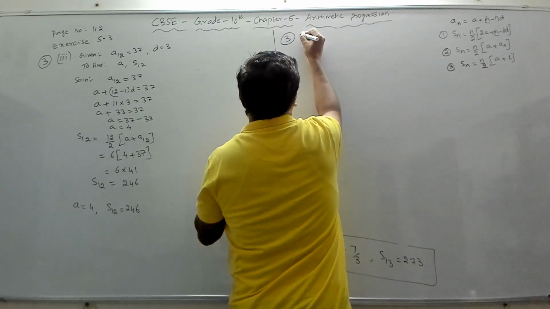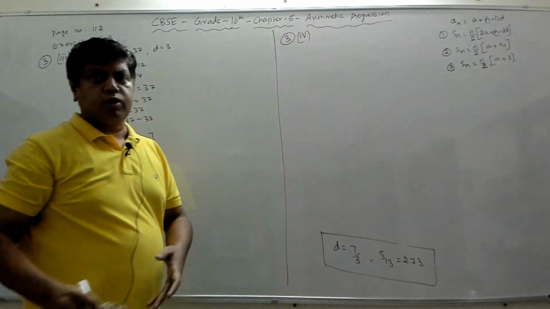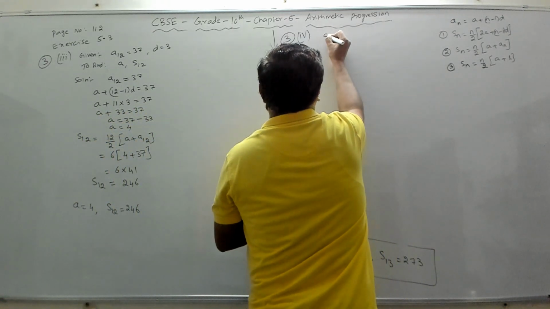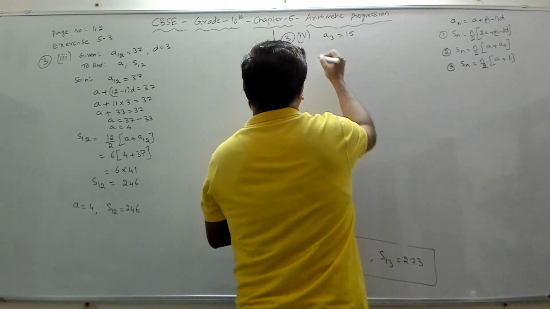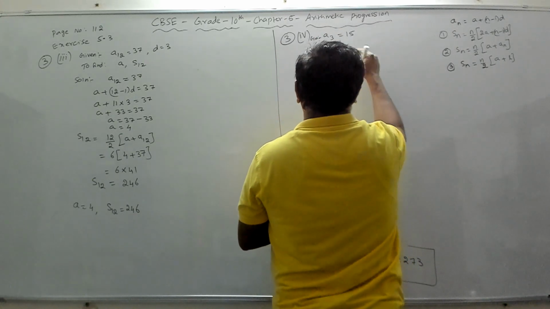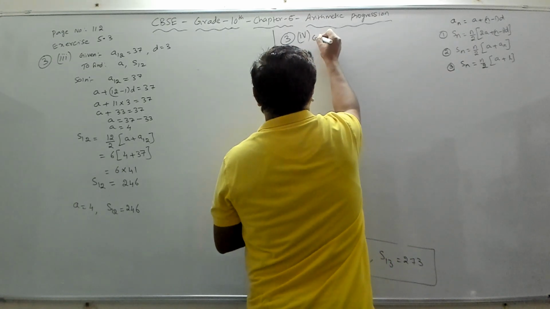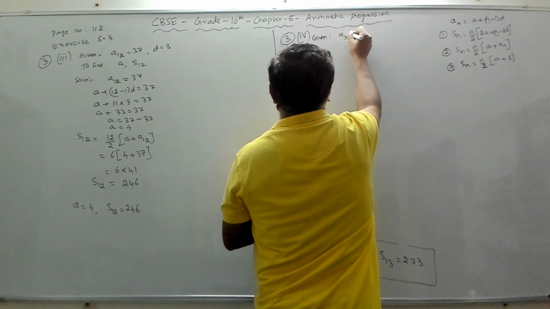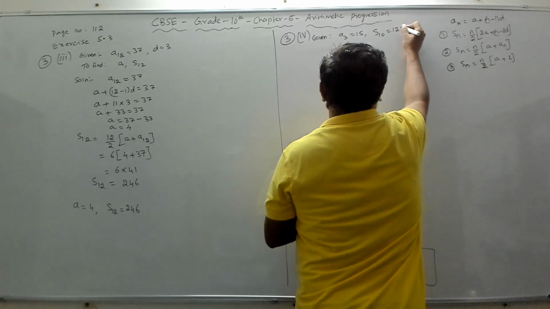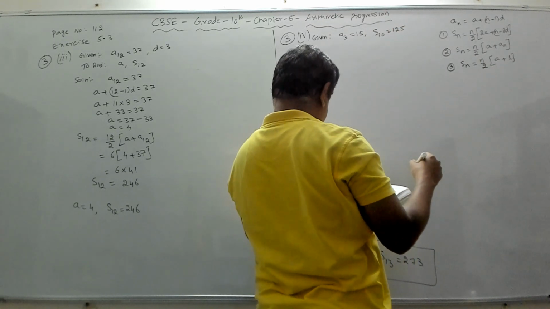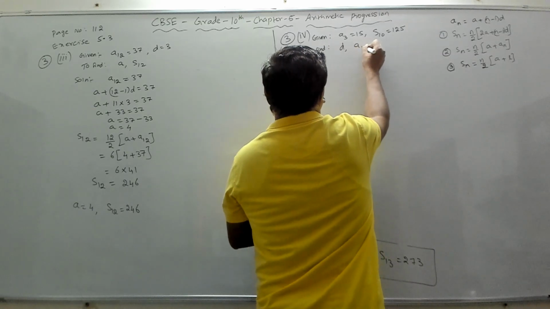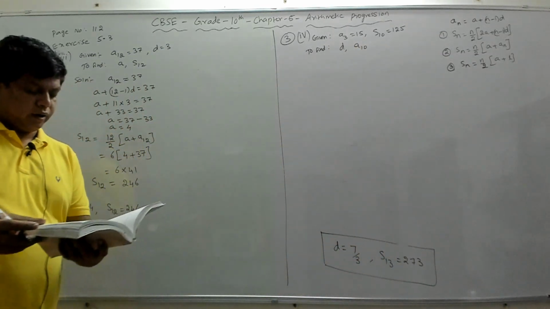Right. So fourth one. What is given? Given is A3 equal to 15, and S10 equal to 125. We have to find the value of D and A10.